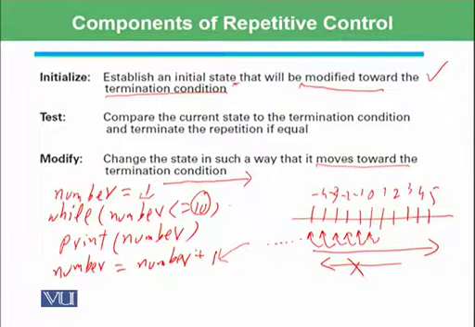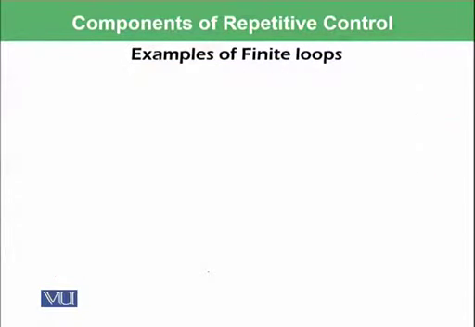That's why you need to choose something that is moving toward the termination condition. Here we are testing while number is less than or equal to 10, and then we are modifying this number over here. There are some finite loops and there are some infinite loops. We will be discussing some examples of finite loops, which will end whenever we want.